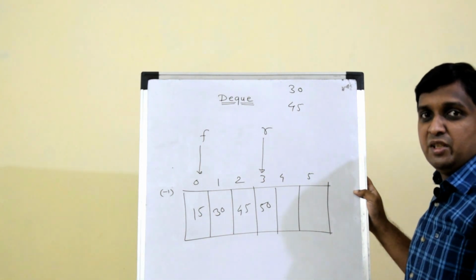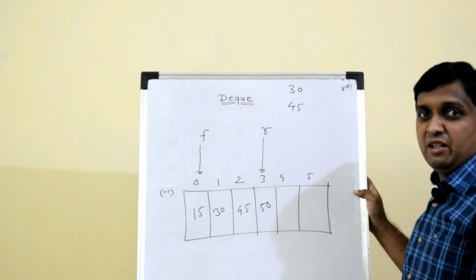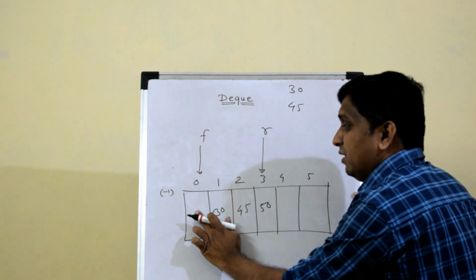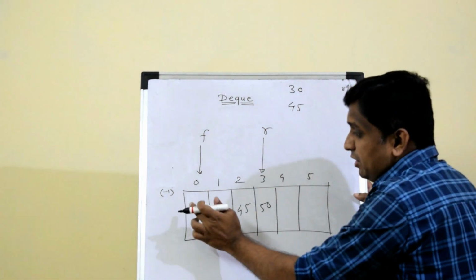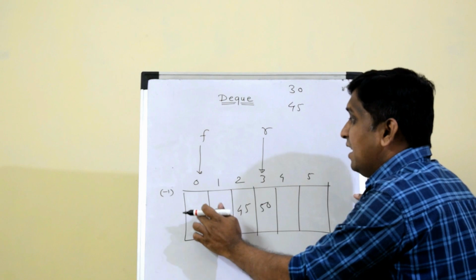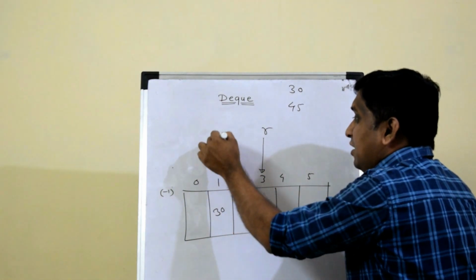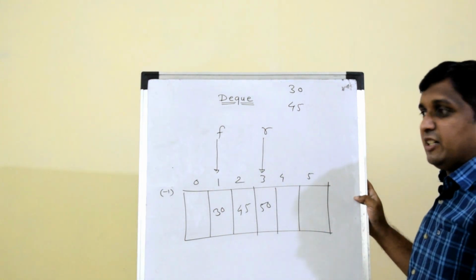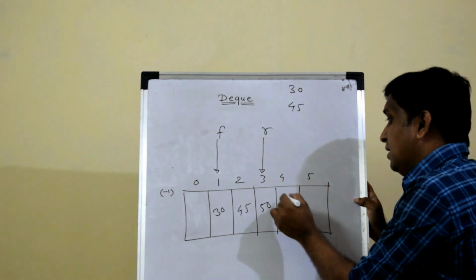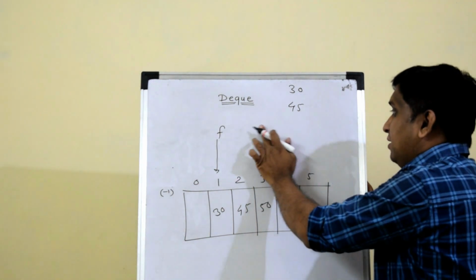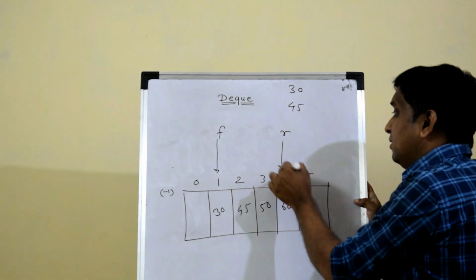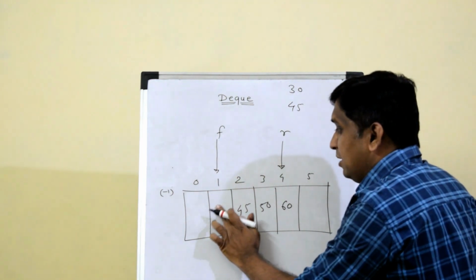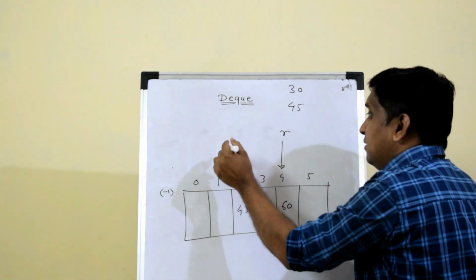Now suppose if I want to perform the remove operation from the front end, so if I call the remove front function, then first it will return this element. This is front end, this is front end, this is rear end. So remove front will return the element at this index, and after that element is returned, front will be incremented and it will point to the first index. After that, suppose I insert one more element at the rear end, then in that case rear will be pointing here. After that, suppose if I remove one more element from the front end, then this element will be returned and front will be here.